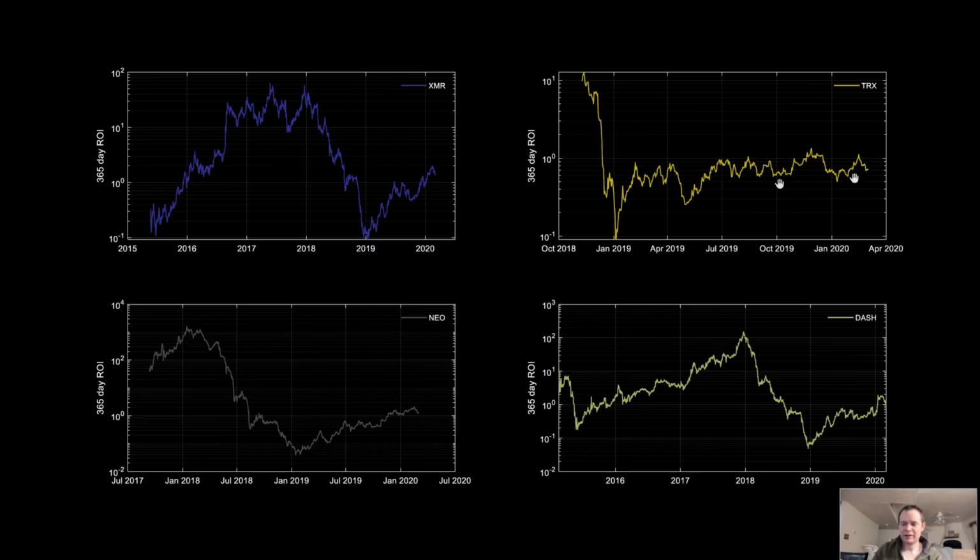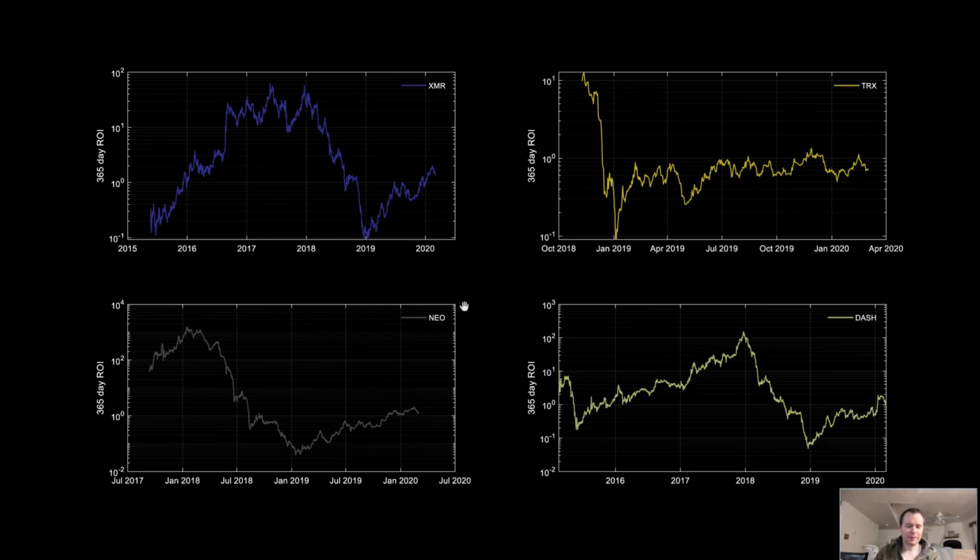Tron obviously not looking that great. You can see that the 1-year ROI for the most part has actually been less than 1, meaning continuing to buy Tron over the last year or so, in general, you're losing money. With times where you would have gained some, and obviously it's also been part of this bear market as well, but clearly there have been other coins that have performed much better.